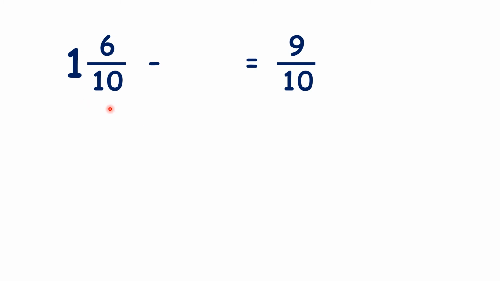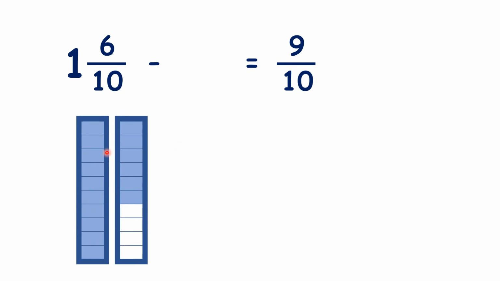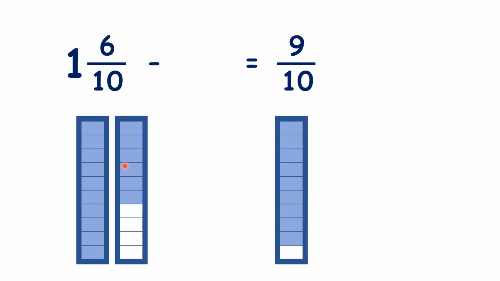Now 1 and 6/10 minus what is 9/10? Well, 1 and 6/10 is the same as 16/10, and to get 9 from 16, you need to take away 1, 2, 3, 4, 5, 6, 7. So our missing number is 7/10.